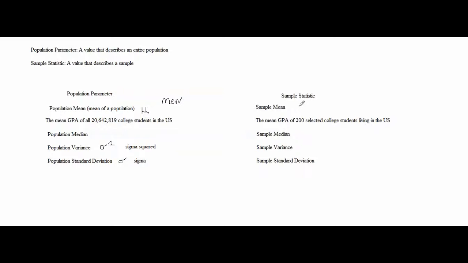For sample statistics, they don't use Greek letters. The symbol for a sample mean is x bar. It's an x with a bar above it. Sample variance is the letter s squared, and it's just called s squared. And then sample standard deviation is just s. The reason why this is just sigma is because it's the square root of the variance, and the reason why this is just s is because it's the square root of the variance. I won't go over the symbols for median.